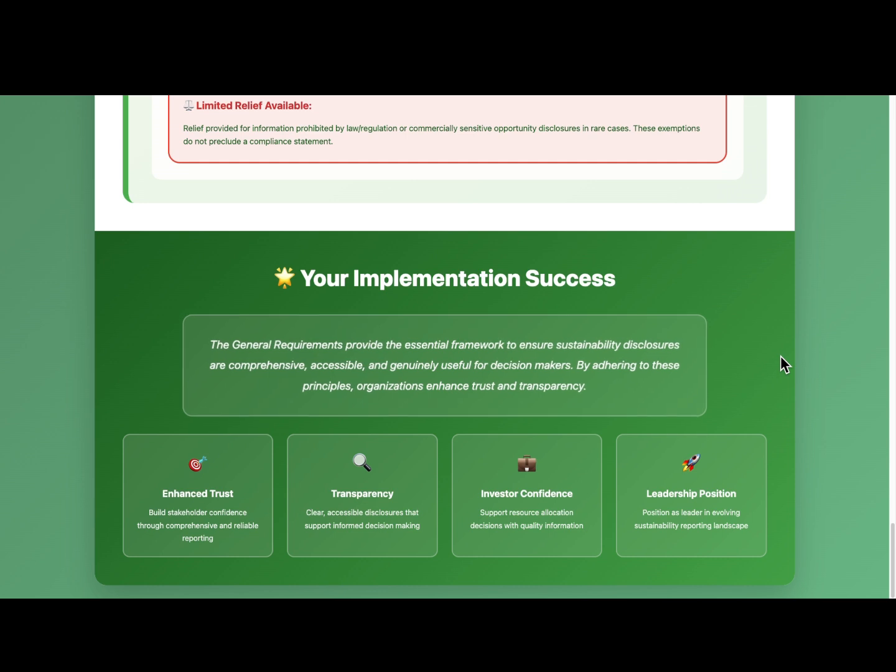The disclosures must support transparency. They should be clear, easy to understand, and should provide meaningful information to the users. The disclosures should boost investors' confidence. And finally, leadership position. Position yourself as a leader in the evolving sustainability reporting landscape. One way to do that is to report based on AASB S1, even if it's a voluntary standard.